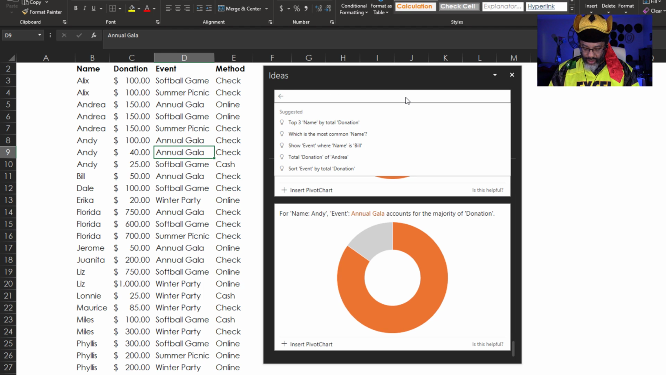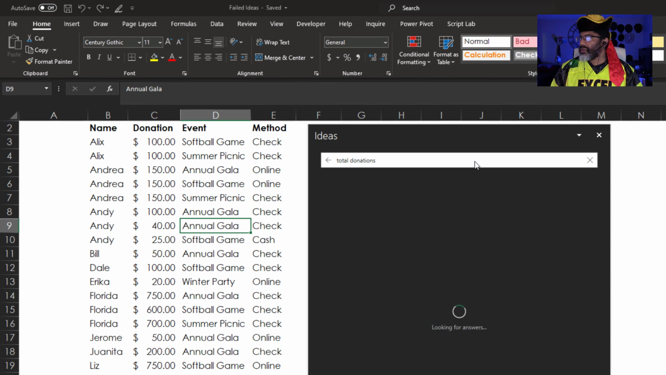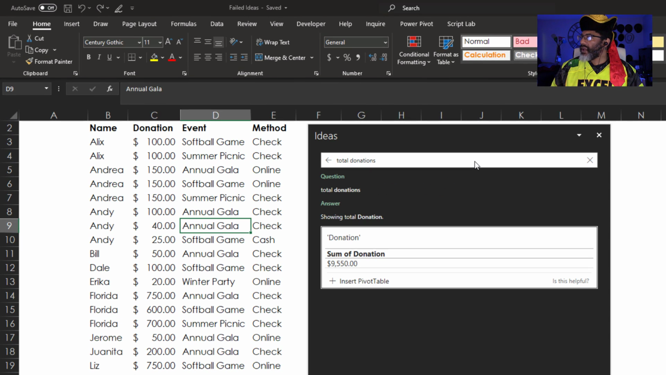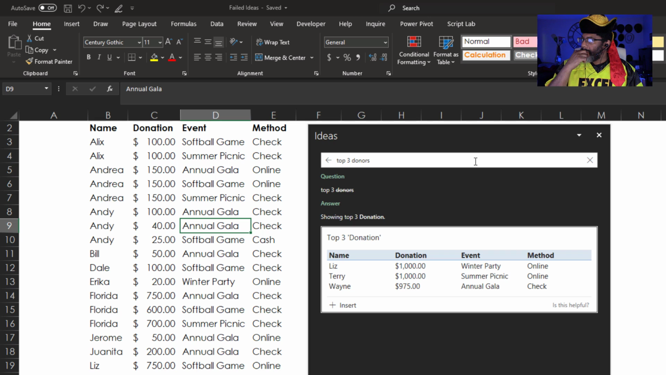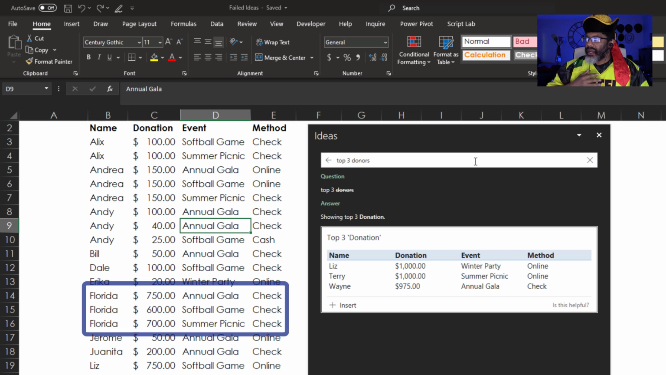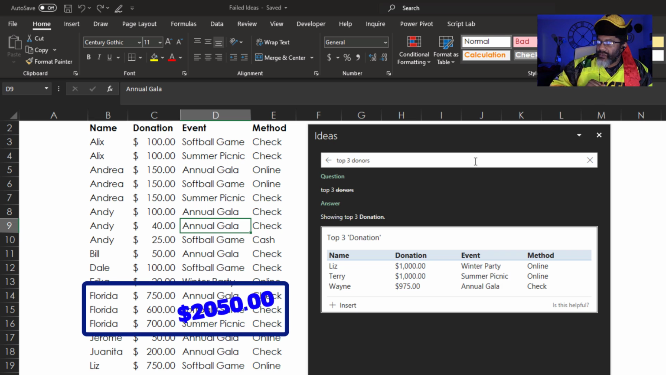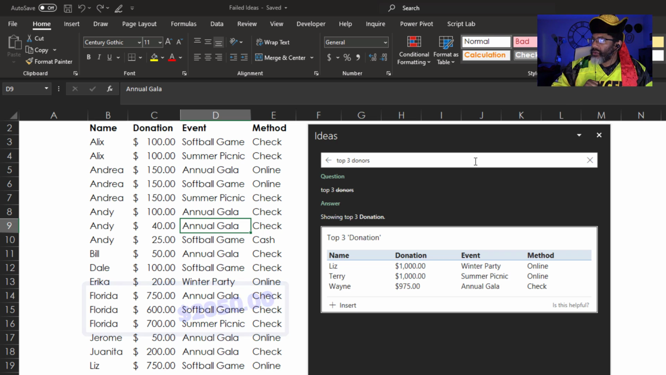Let's do this. Total donations. Right? $9,550. Good. Top three donors. Okay. This is where we've got to really think. What did we want? It's giving us the top three donations. It's not giving a sum and showing that, like, Florida has given $750, $600, and $700 total. Maybe that's what we want, is the name and the total donations.